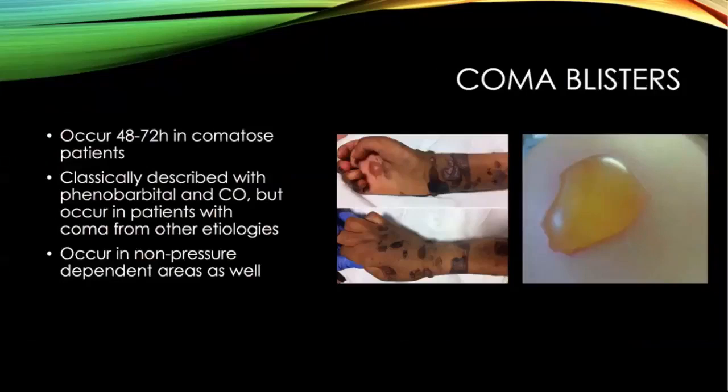Can't talk about tox without talking about coma blisters, which we used to call barb blisters. Coma blisters are tense bullae on normal skin that occur within 2 to 3 days of a comatose patient and can be seen with any sedative hypnotic overdose, but it's actually been described in patients with coma from other etiologies, like sepsis or whatever. They're thought to be from pressure-induced epidermal necrosis, but actually can also occur in non-pressure dependent areas, suggesting a systemic mechanism involved. You can see here they're sort of circumferential in this picture.